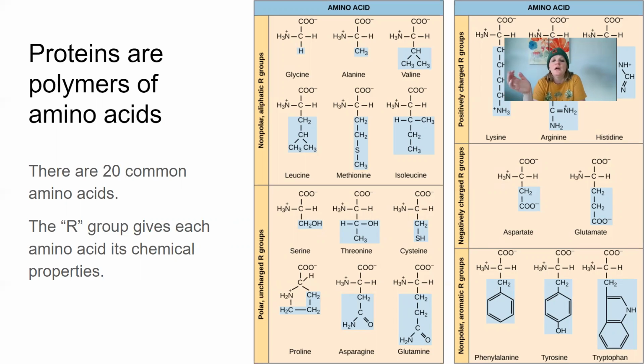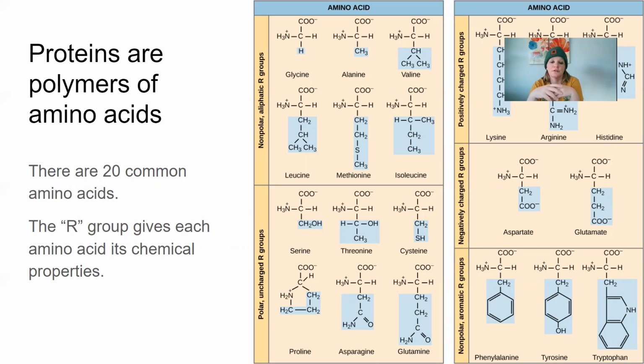And remember, the R group, which is indicated here in this little blue shading, this R means the rest of the molecule. And it's this side chain that gives the amino acids their chemical properties. And that's going to tell us how they're going to interact with the other amino acids, how they're going to interact with the aqueous environment, which is found in your cells.